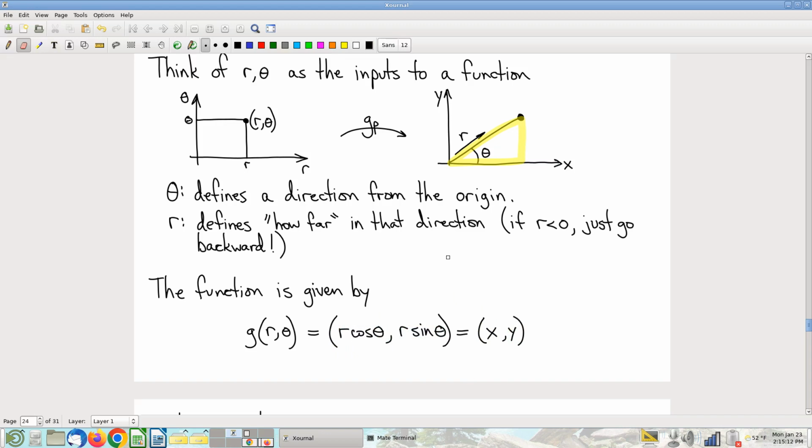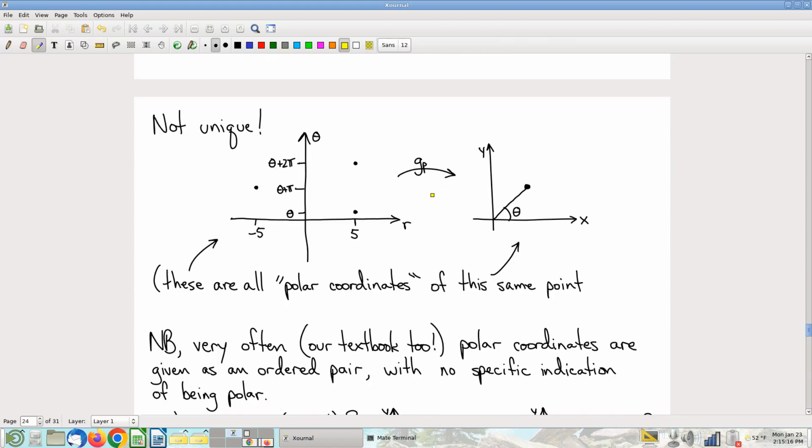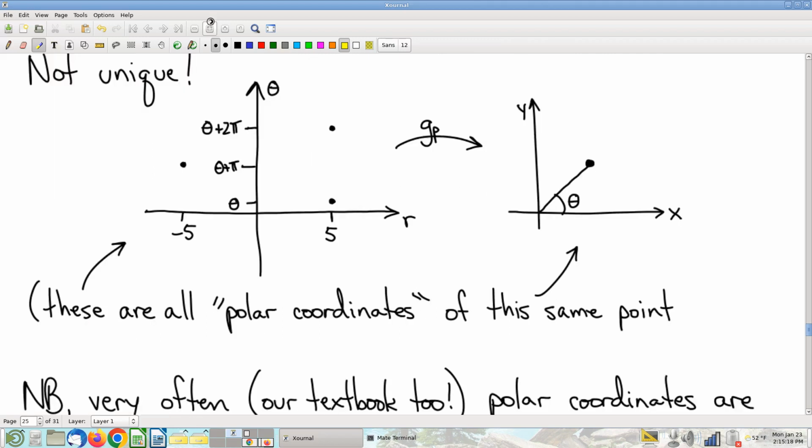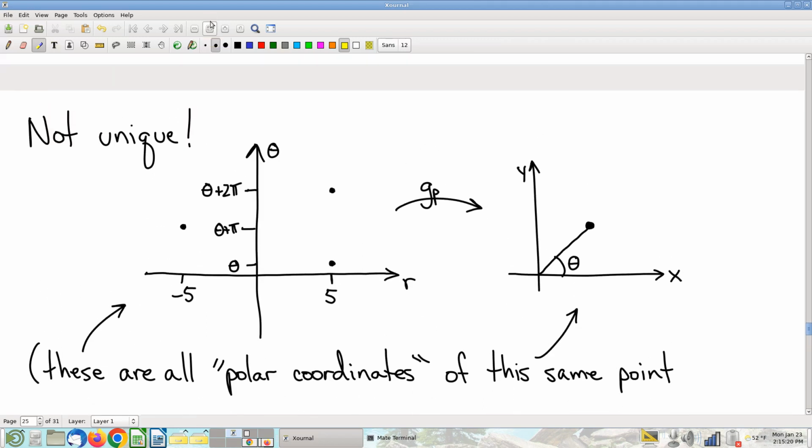Okay, so now let's talk about some of the annoying oddities of polar coordinates. Again, we have a uniqueness problem. If you have a point here in the plane, so x and y are well defined, there's a unique x and there's a unique y describing that point. There's nothing else to talk about on the rectangular coordinates.